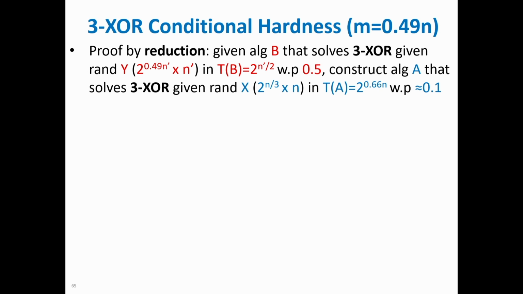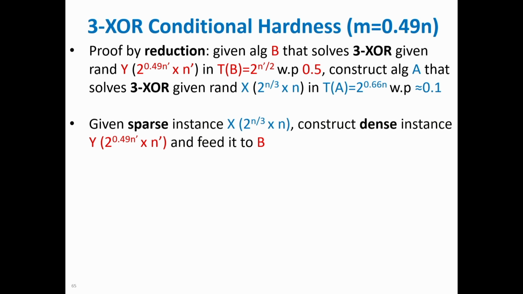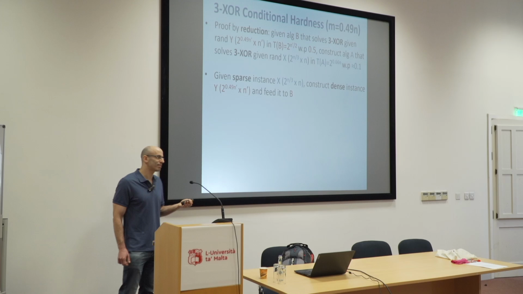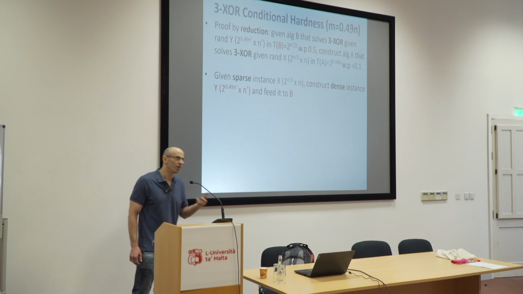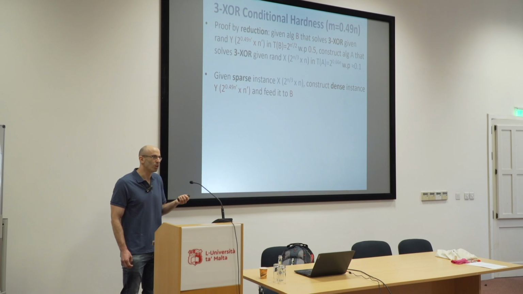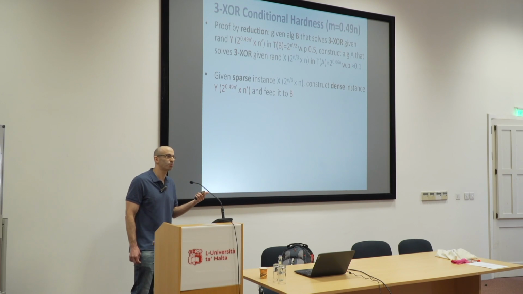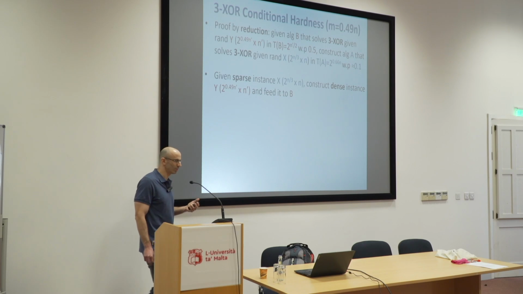So that's already a contradiction, because the time complexity here is smaller than the assumption. The assumption is that the sparse algorithm is optimal, and we were disproving it. So now the goal is to design this algorithm, the sparse algorithm A. In other words, we are given a sparse instance, and we want to construct a dense instance with many solutions and feed it to B. We're going to get a solution for the dense problem, and we want to pull back a solution for the sparse problem from it. That's what we want to do.